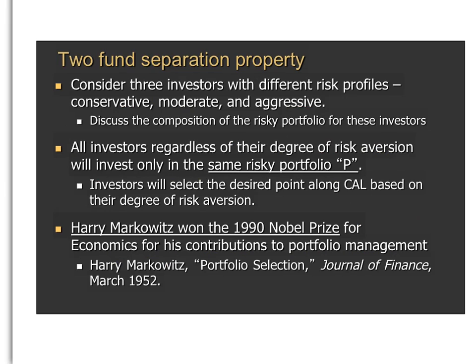The more aggressive investor might invest more of the portfolio in the risky asset P and less in the risk-free asset, while the conservative investor might come further down the capital allocation line towards the risk-free asset and invest more in the risk-free asset and less in the risky portfolio P. This is obviously a very novel and not intuitive insight, and for this reason, Harry Markowitz won the Nobel Prize for his contributions to our understanding of portfolio construction.